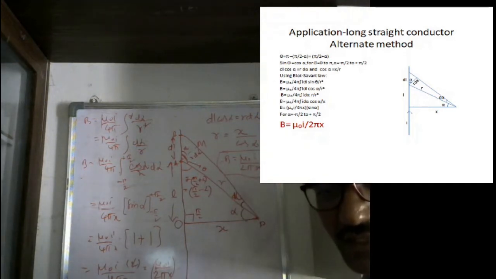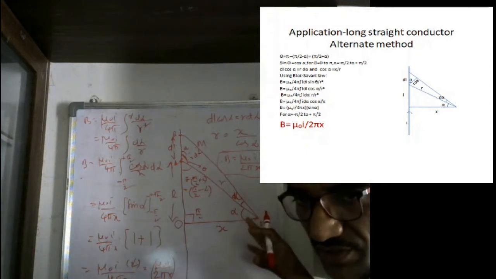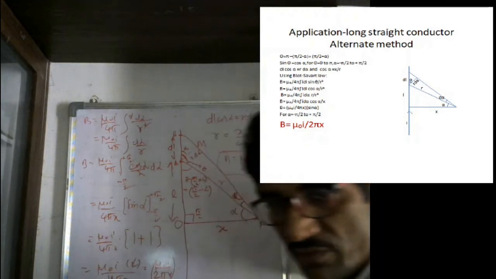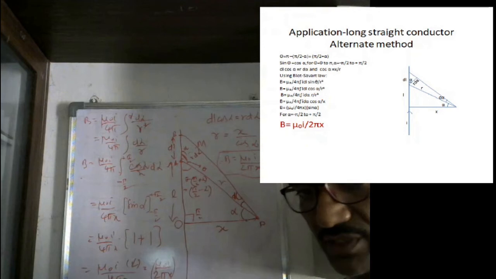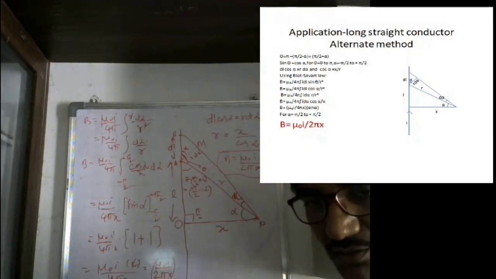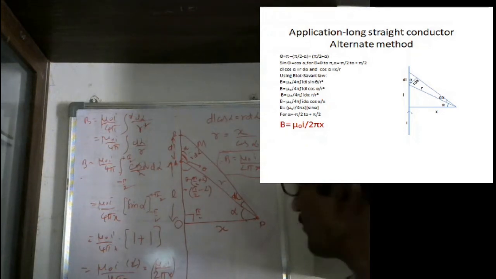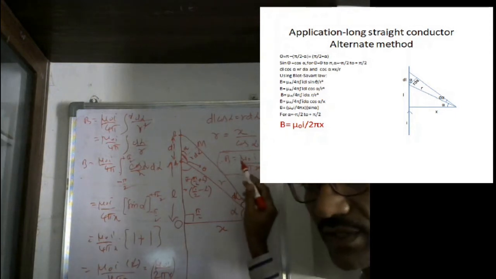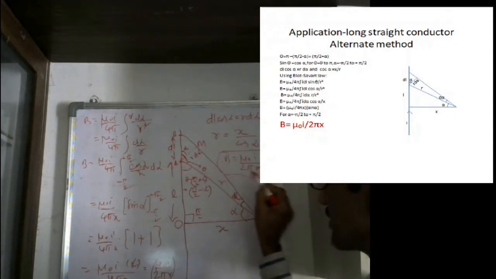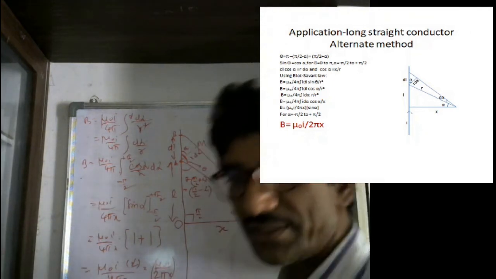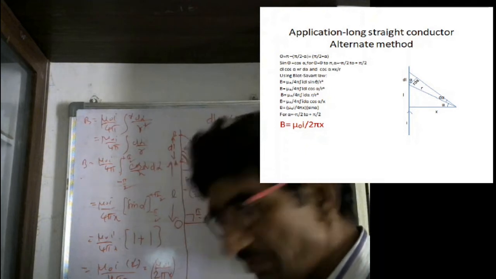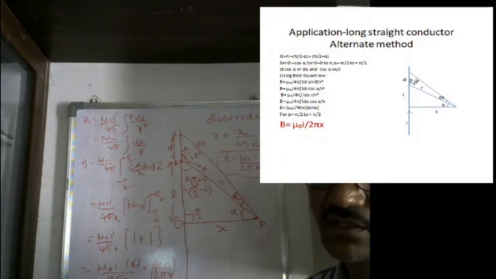If you increase the current, then the magnitude of the total magnetic field also increases at the same point. Otherwise, if you increase the perpendicular distance, or as you move away from the conductor, then what happens? The induced magnetic field falls as 1 by x. This is about the application of the Biot-Savart law for an infinite straight conductor.